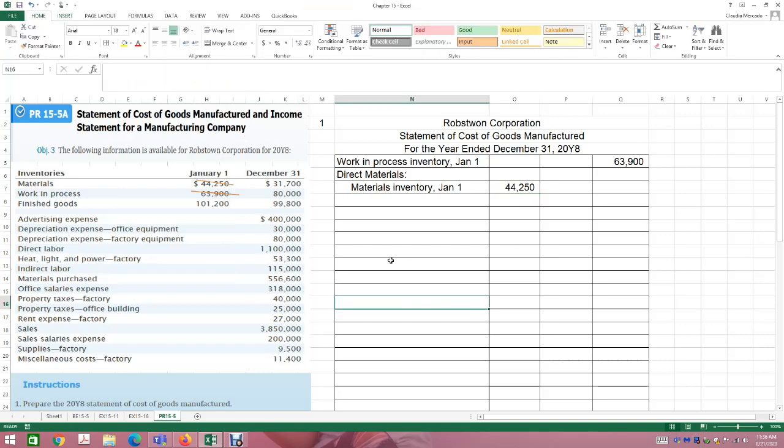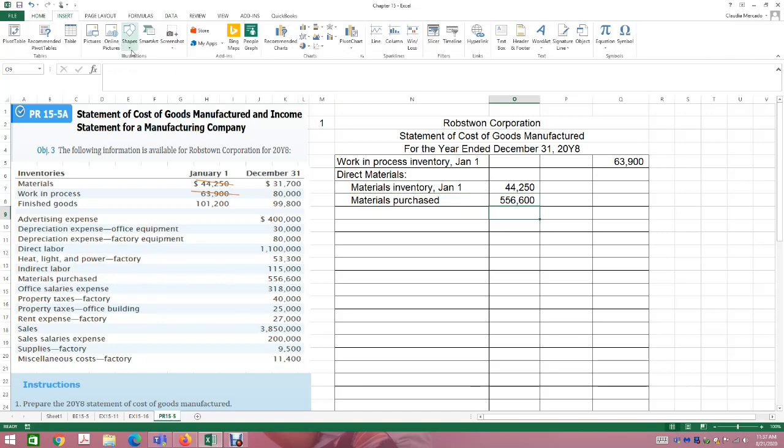Did we purchase any additional materials during the year? Let's look down here. Materials purchased. During the year, we purchased $556,600 of materials. So that needs to be added. So here we have materials purchased of $556,600.